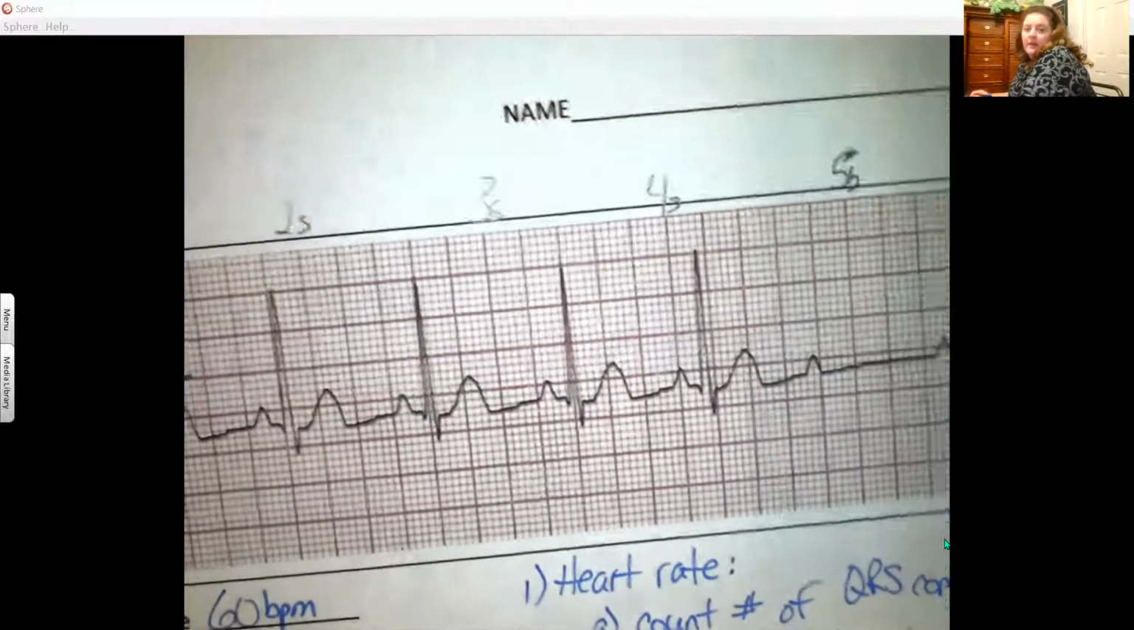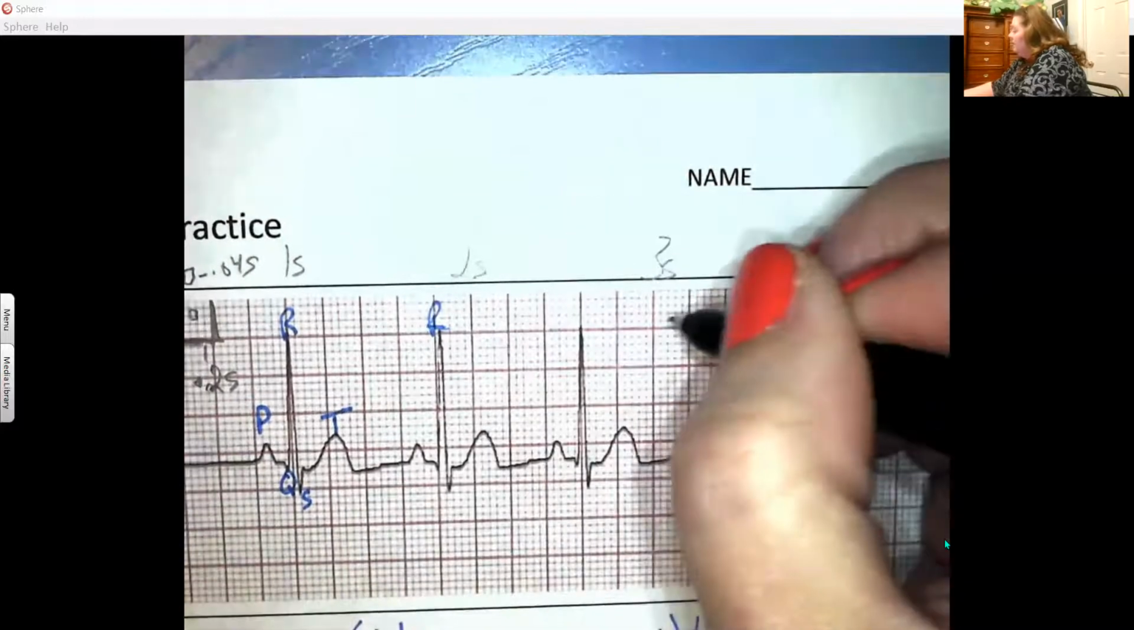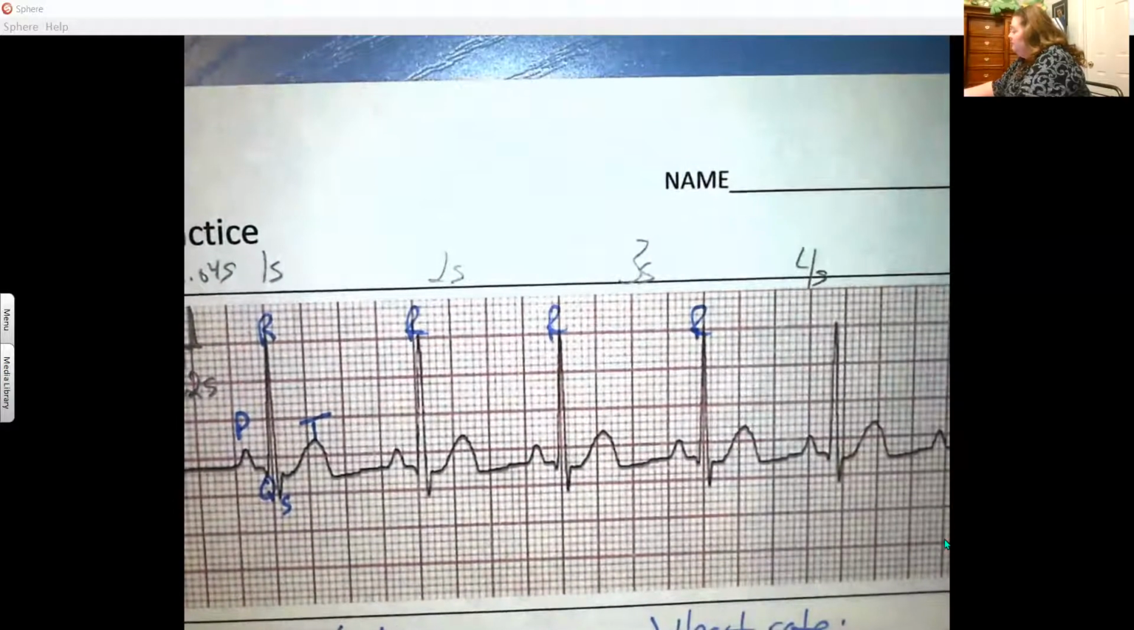And so if we do that up here, we have one R here, we have another R here. I'm just labeling all the R's right now.